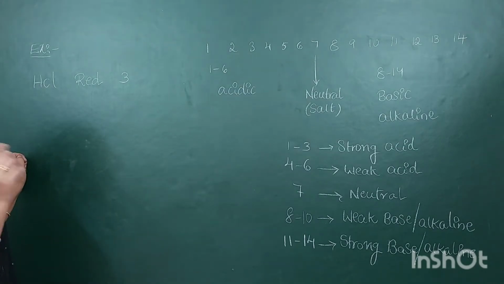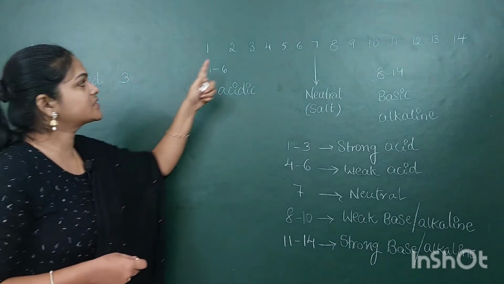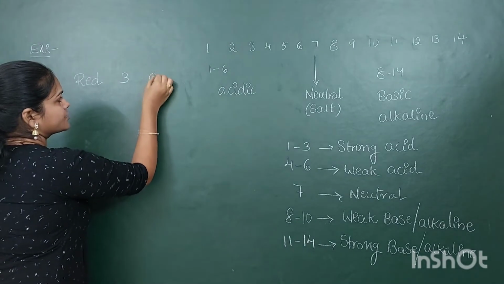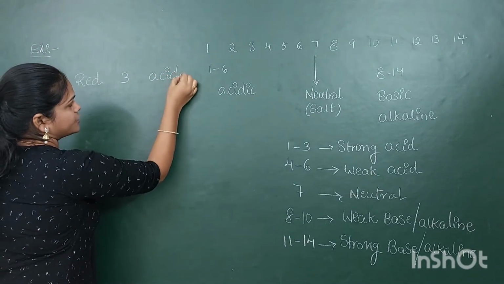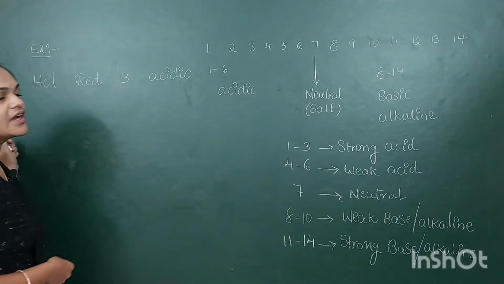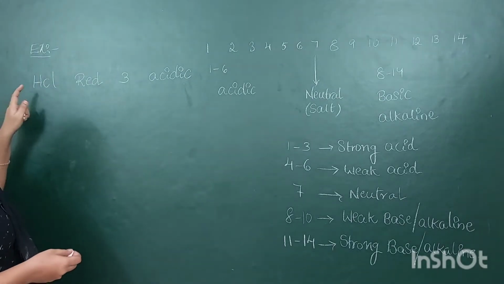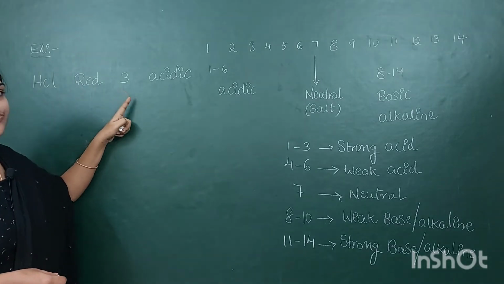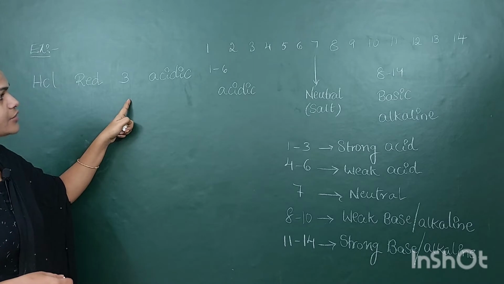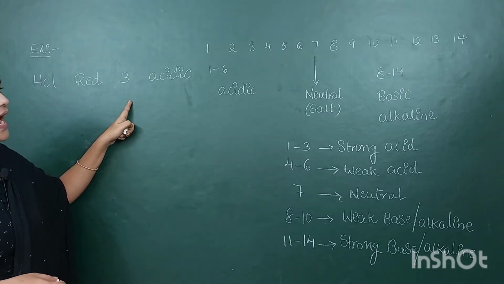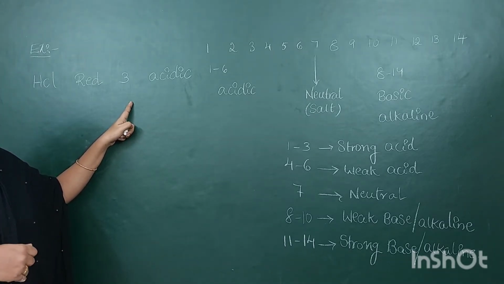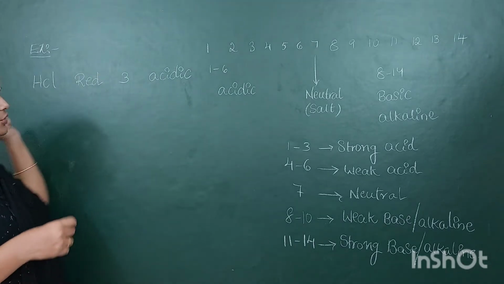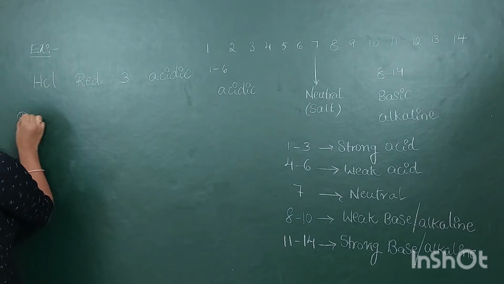When you get a pH value of a solution as 3, it is going to be acidic in nature. So HCl appears in red color and its pH value is 3, and a pH value below 7 means the solution is acidic in nature. So next, let's take distilled water.